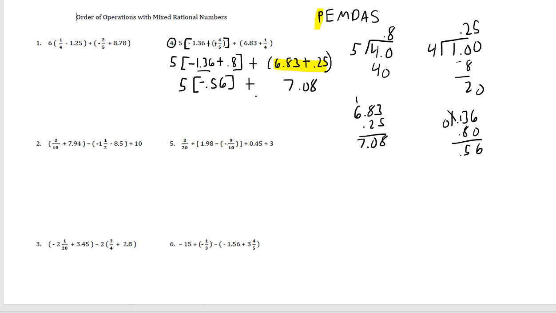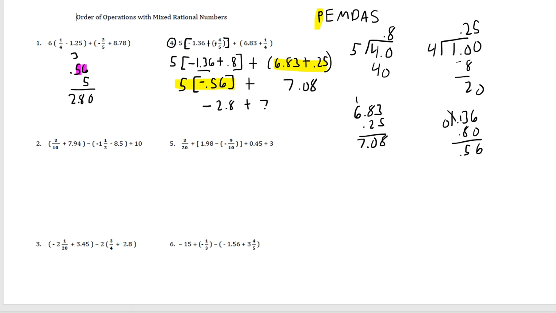We do have multiplication. We have this right here that is multiplication. So we need to multiply the 5 with the 0.56. The 0.56 has a bigger number of digits, so I'm going to put that on the top, the 5 on the bottom. 5 times 6 is 30. 5 times 5 is 25 plus 3, which is 28. There are 2 numbers to the right of the decimal in my problem, so there needs to be 2 numbers to the right of the decimal in my answer. And a positive times a negative is a negative.